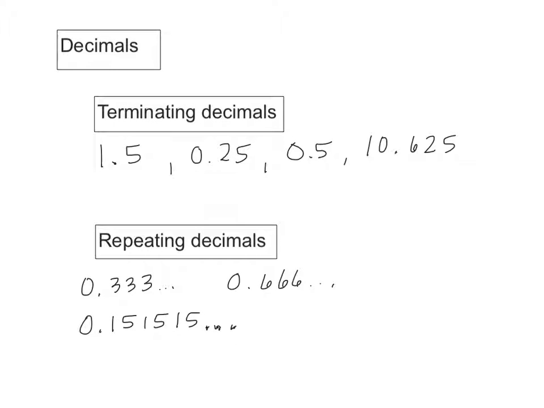With decimals, we talk about two kinds of decimals, those that terminate and those that repeat. A terminating decimal is like 1.5 or 25 hundredths or 50 hundredths or 10 and 625 thousandths. Those decimals end. There's not a remainder that makes another number like you have with a repeating decimal, such as 0.333 repeating, or 0.666 repeating, or 0.151515 repeating. So just notice the difference with those.